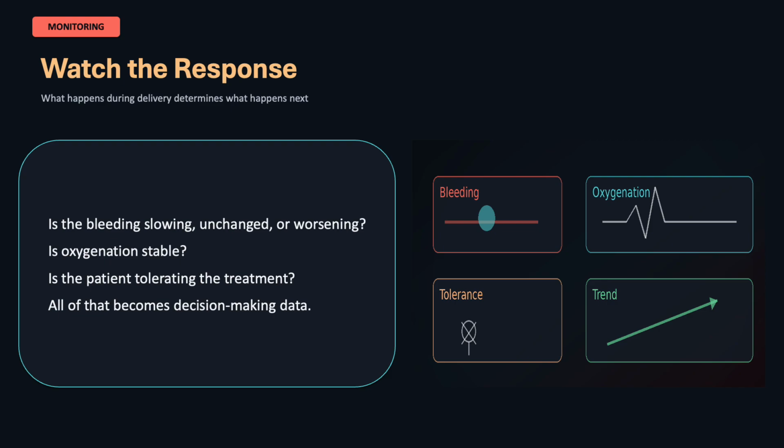While the treatment is running, you're gathering real-time data. You're asking, is the bleeding improving, unchanged, or getting worse? Is oxygenation stable? Is the patient tolerating the therapy? And here's how that translates clinically. Bleeding decreasing, continue and reassess. No change, consider repeating the dose or escalation. Worsening, this may no longer be a medical management issue. And here's the key. Even if the bleeding looks better, if oxygenation is dropping, that changes your decision making. Watch the trend, not just the moment.